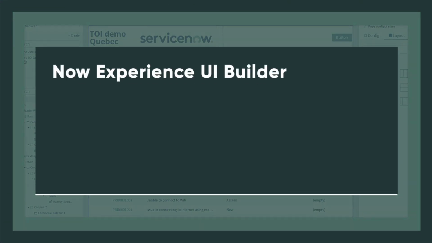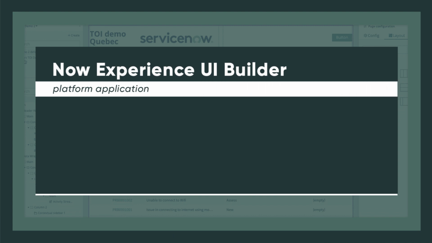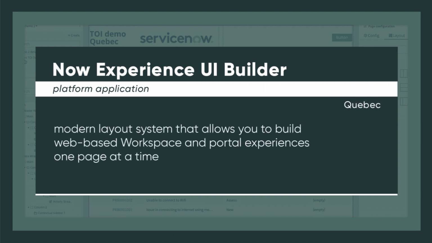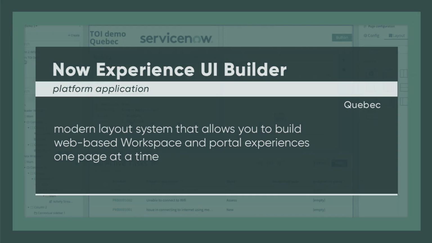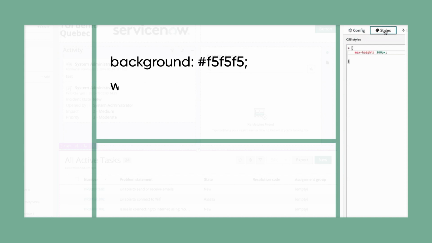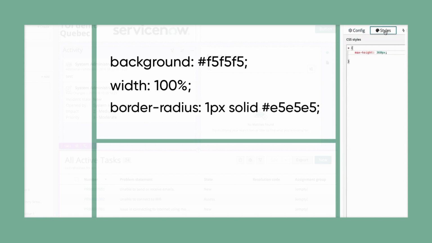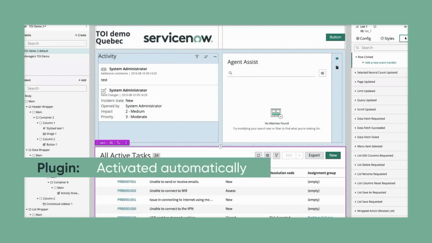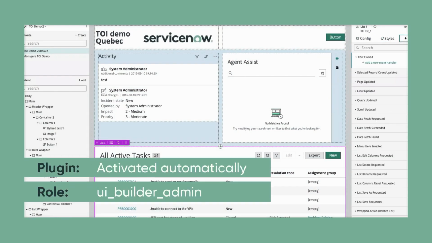The Now Experience UI Builder is a platform application released in Quebec that allows you to build web-based workspace and portal experiences one page at a time. It has a modern layout system that removes many of the limitations from the legacy layout engine. If you can do it in CSS, you can likely do it in UI Builder, giving you full control over how data is displayed. The application is included in the base platform, so there's no need to install a plugin.